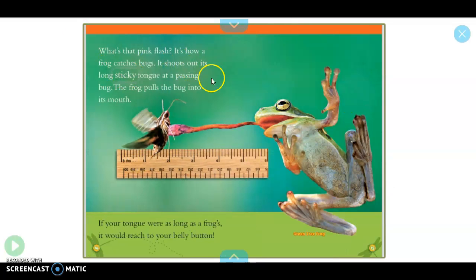Okay. What's that pink flash? It's how a frog catches bugs. It shoots out its long, sticky tongue at a passing bug. The frog pulls the bug into its mouth. So here, it's not telling me exactly what it eats, but it's telling me how the frog gets its food. So this goes along with their diet, what they eat. It tells us how the frogs get the food. So I'm going to put that also in my notes, because I think that's important to teach somebody.